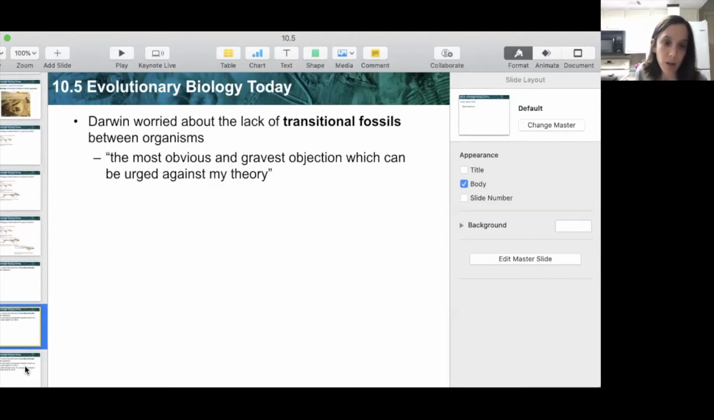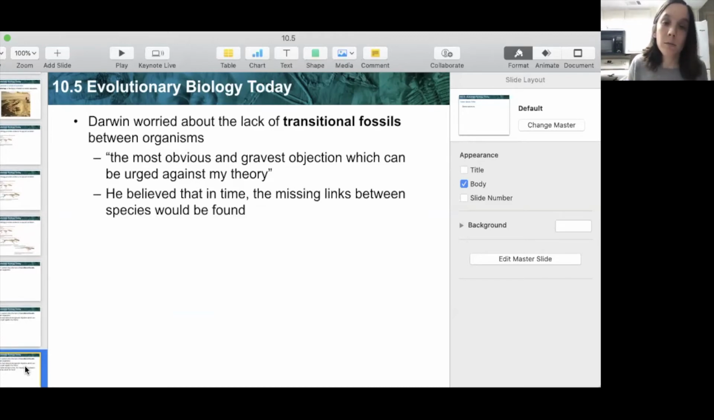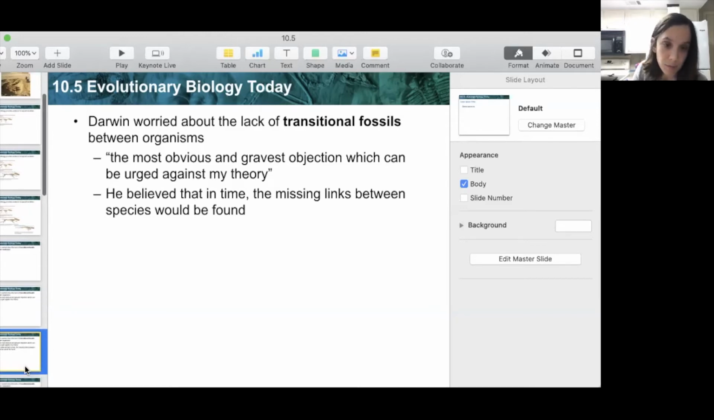And Darwin acknowledged this and said that this was a huge obstacle to his theory. But he did believe that in time they would find those missing links, that the fossils would be found, and it would help vindicate his theory.